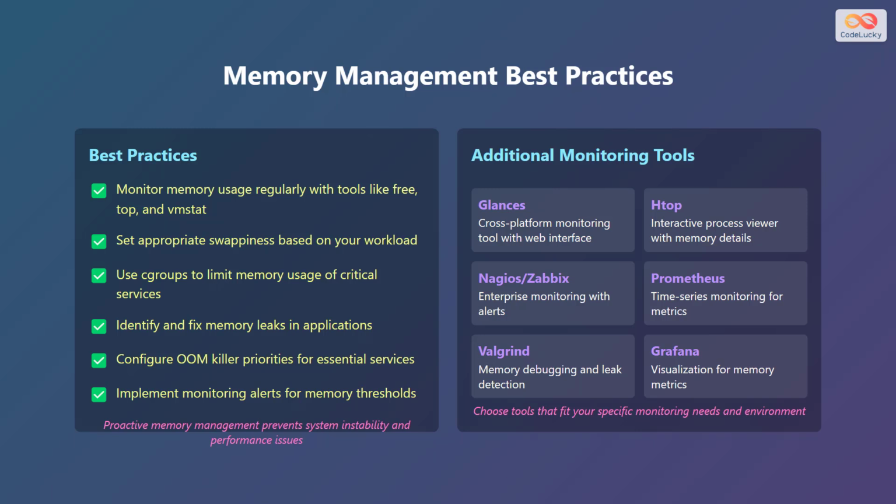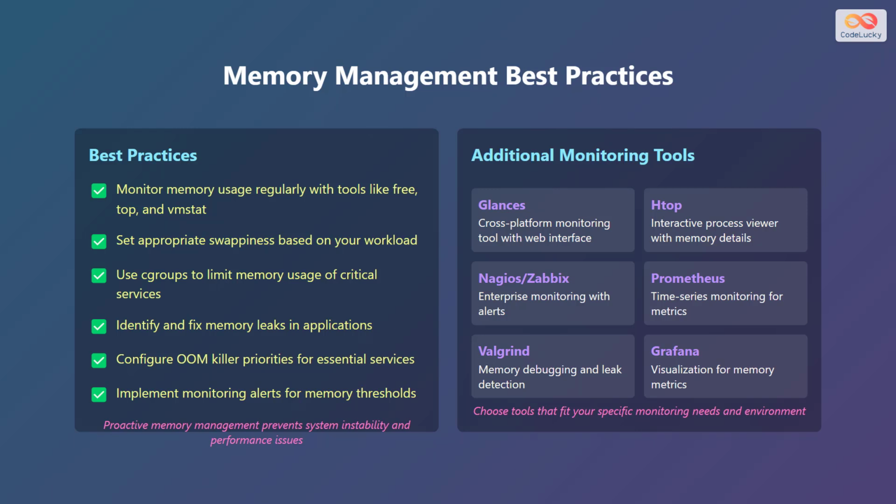Identify and fix memory leaks in your applications. Memory leaks can cause applications to gradually consume more and more memory over time, leading to performance issues. Configure out-of-memory killer priorities for essential services. This ensures that less critical processes are terminated first when memory runs low. Implement monitoring alerts for memory thresholds. This allows you to receive notifications when memory usage reaches a certain level, giving you time to take action before problems arise. By following these best practices, you can proactively manage memory and prevent system instability and performance issues.